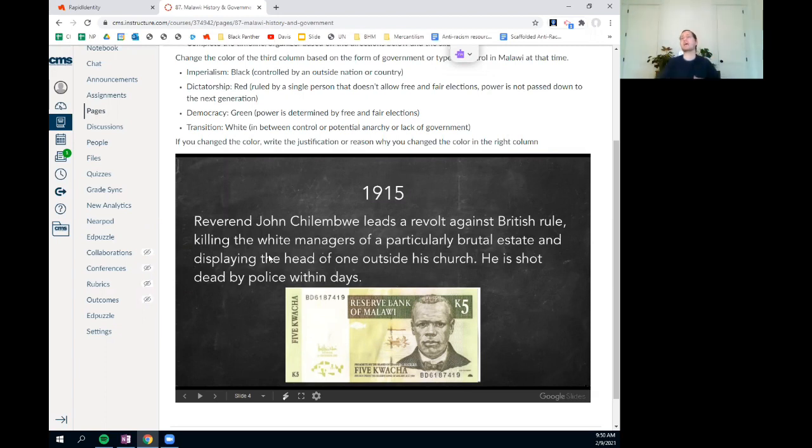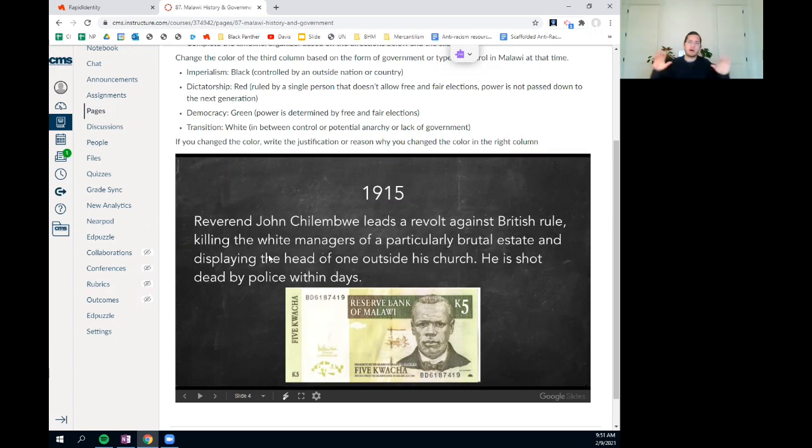He is viewed as a freedom fighter by the Malawian people. They have a holiday in his name. You can see him right there. They put him on the kwacha. They celebrate him. Now, here's the deal. Right now, the British are still in control.